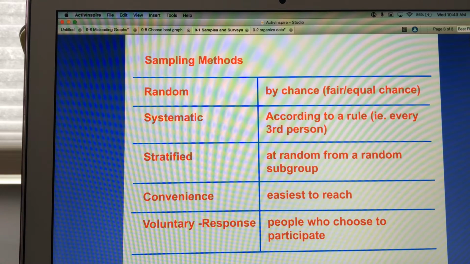Convenience. I'm at home. I forgot to do my homework. I'm just going to call some people because I'm just going to call my friends. I'm going to ask my family, whatever was convenient for me, the easiest to reach. Voluntary. People who choose to participate, set up a table in the hallway and see who stops by. Anyone who stops by does so voluntarily, and you talk to them and you get their sample.